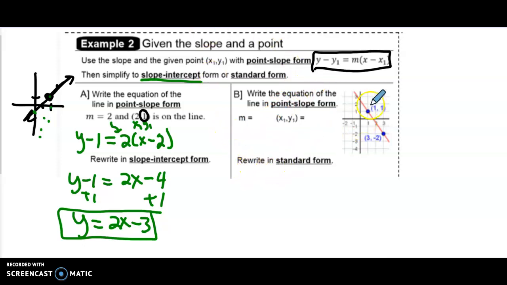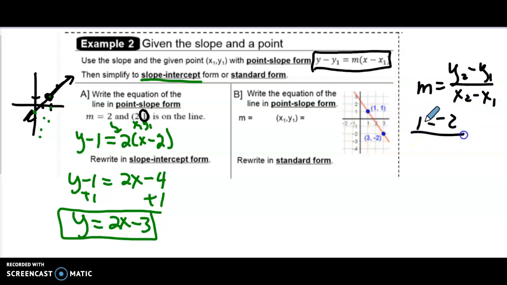Same here. I don't know the y-intercept. It looks like it might be 2.5-ish, but I don't know. I do know a couple points. I know 2 points on the line, so I can find the slope. Remember that slope is you subtract the y-coordinates on top, subtract the x-coordinates on the bottom. So I'm going to take 1 minus -2 on top, taking these two, and then 1 minus 3 on the bottom. That gives me 3 over -2.